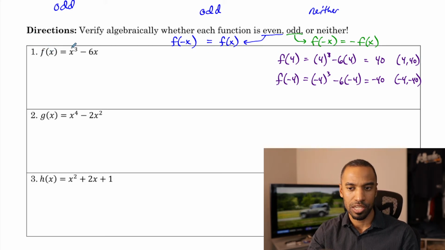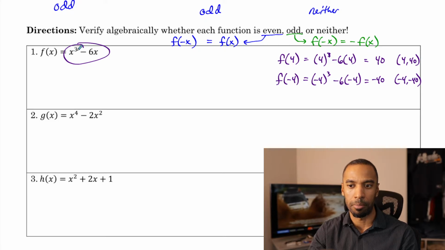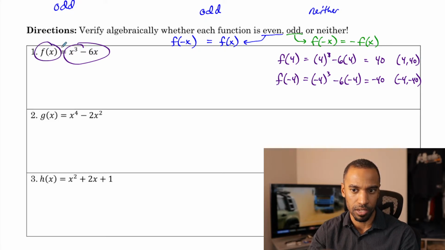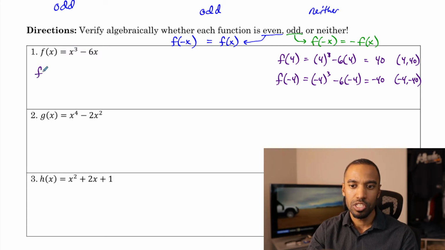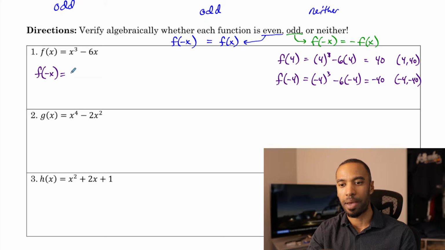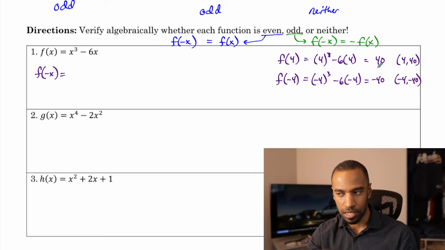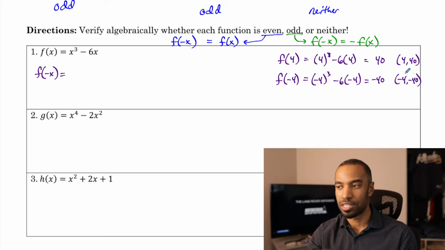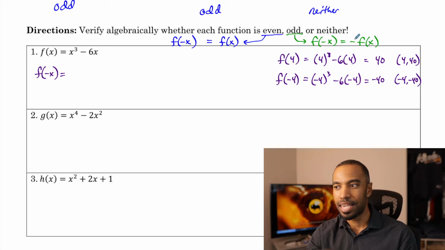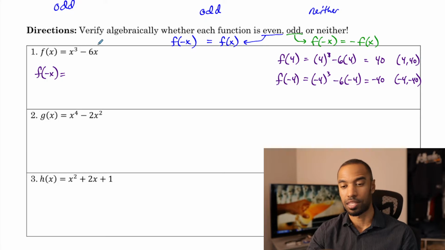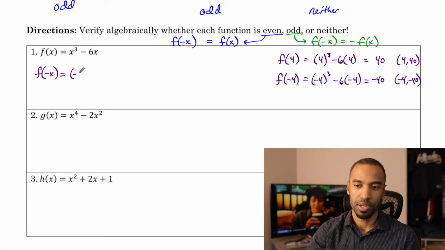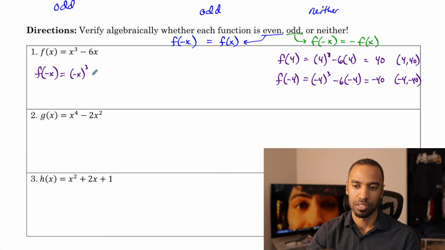If some x here gives me this y value, and remember, this represents a y, right? Because this is y equals this. If it gets me this y value right here, let's see what happens when I plug in the opposite x. And since this clearly isn't even, what I'm expecting, if this is odd, is that I get the opposite of what I got here. Sign-wise, I get the opposite. So let's substitute negative x for x everywhere that we see an x.